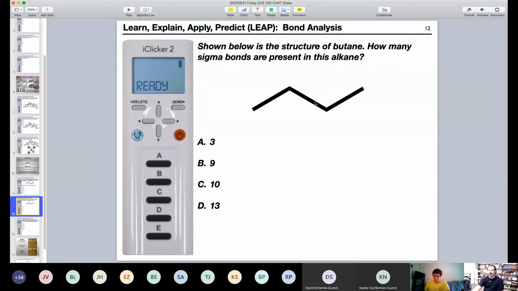Again, you don't want your mind to fool you, because we're only showing 1, 2, 3 sigma bonds. Keep in mind that, yes, we're only showing the bonds between carbons, but there are also these CH bonds. So we have 1, 2, 3, 4, 5, 6, 7, 8, 9, 10, 11, 12, 13 sigma bonds.